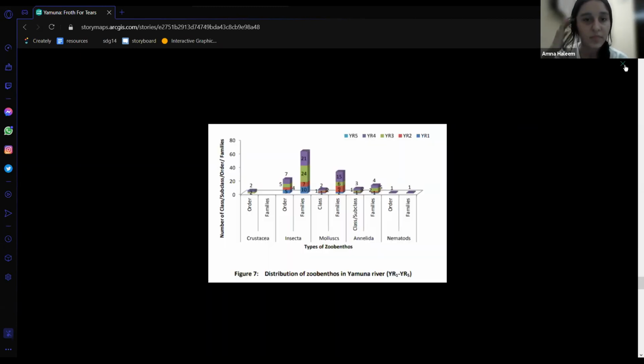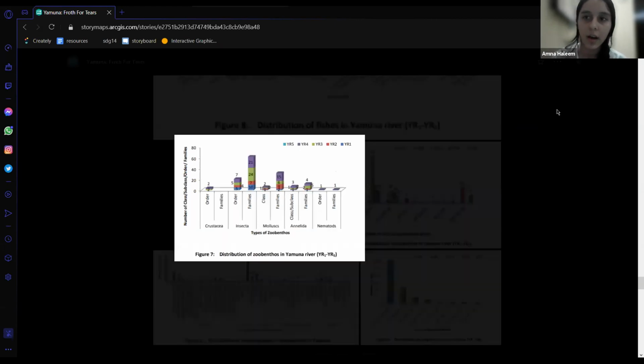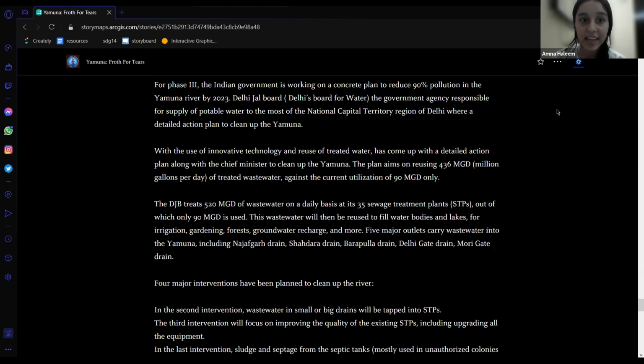We have also shown the area coverage of Yamuna and the area it spans through North Delhi, and we've also mentioned the action plan towards the end. If you could scroll down, of how we can actually save and protect Yamuna.